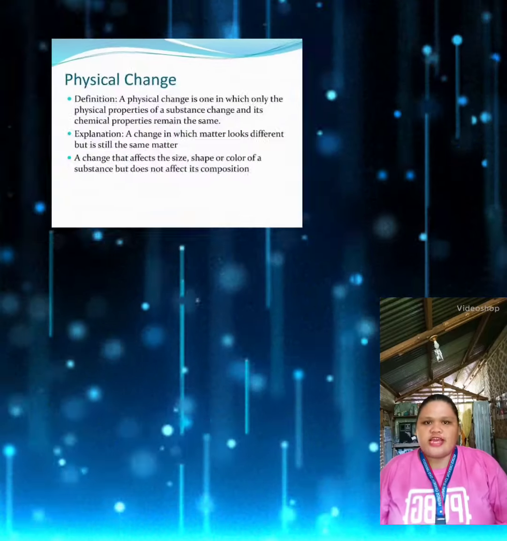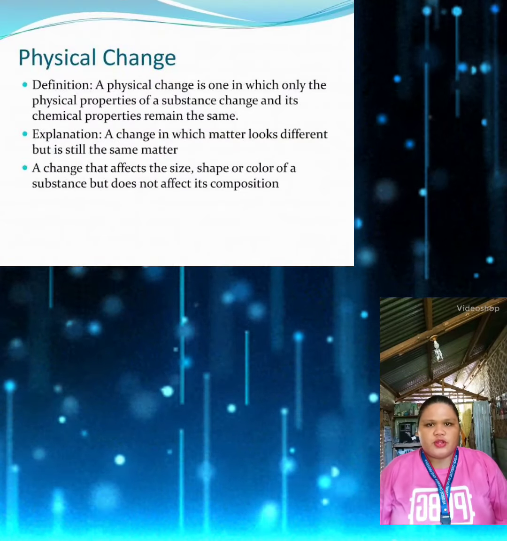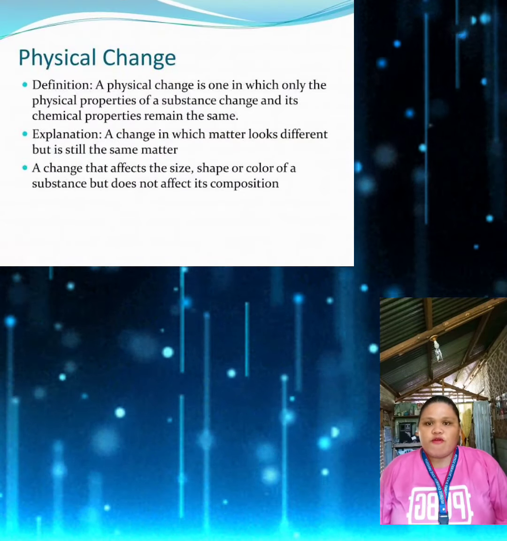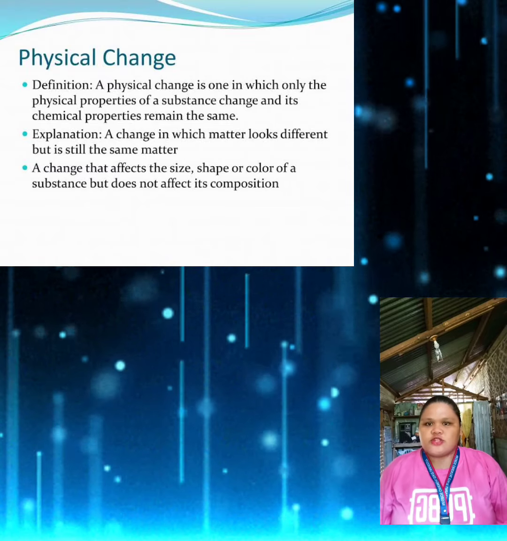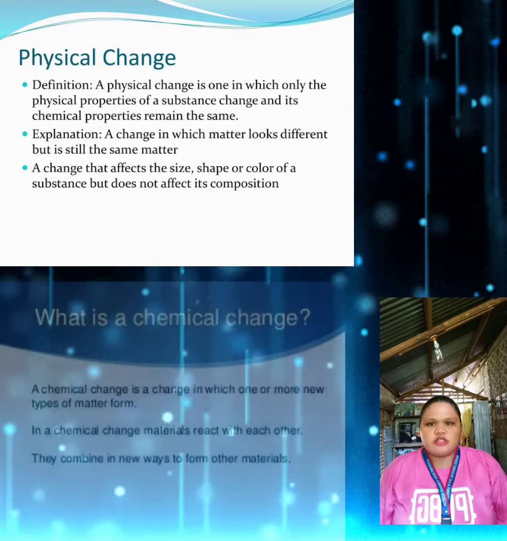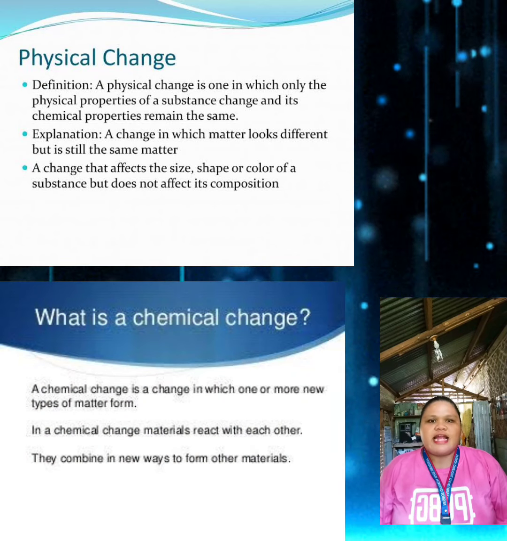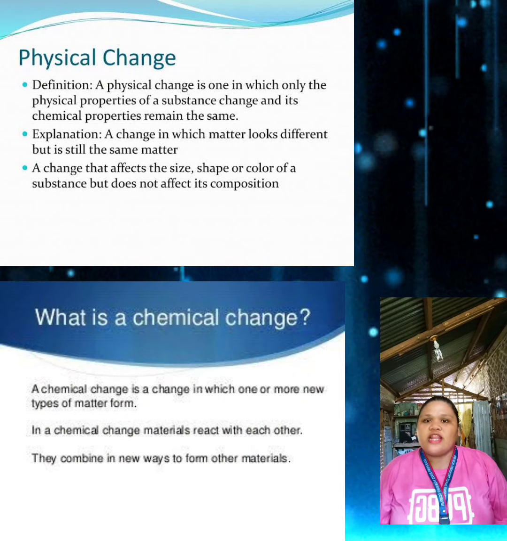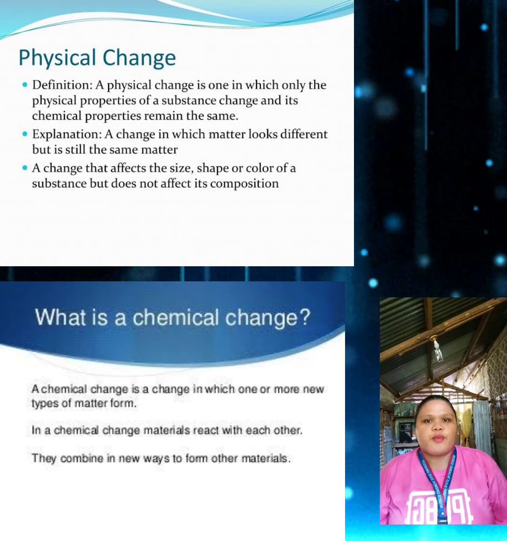In a physical change, the appearance or shape of the matter changes, but the type of matter in a substance does not change. But in a chemical change, the type of substance changes, and at least one new substance has new properties.